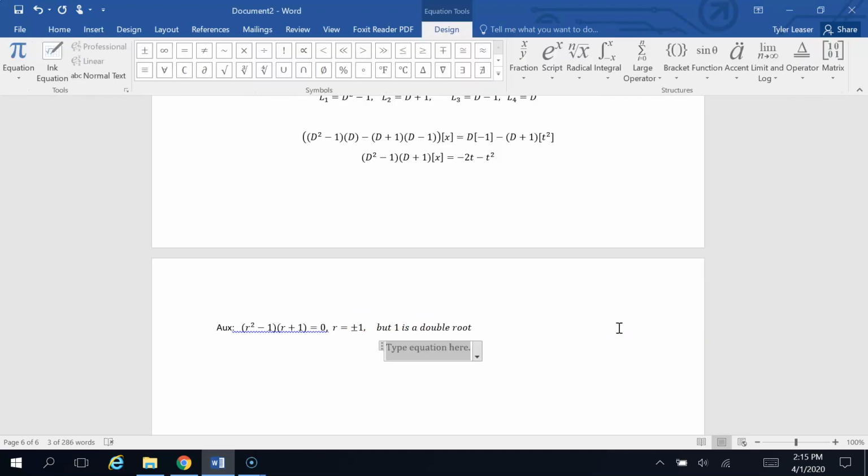So when we write out the homogeneous solution, we're going to have c1 e to the t plus c2. Because 1 is a double root, we are going to have to include a term that has a t out in front. So c2 t e to the t, and then we're going to have c3. And this is the negative 1 root, so that's just going to have a negative t up top here.